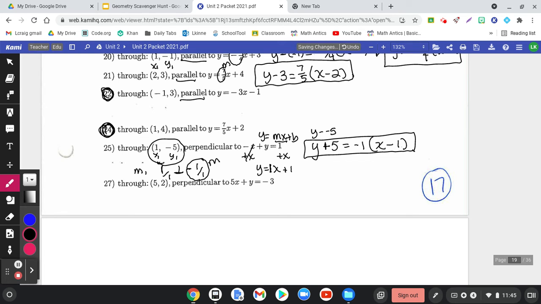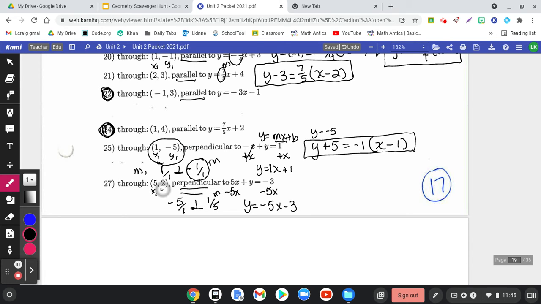All right, so next one, get that 5x to the other side. So it's y equals negative 5x minus 3. So if we were writing a line that was parallel to it, you'd use negative 5. But since it's perpendicular, negative 5 over 1, if I flip it and change the sign, it's going to become positive 1/5. So that's the m we're using.